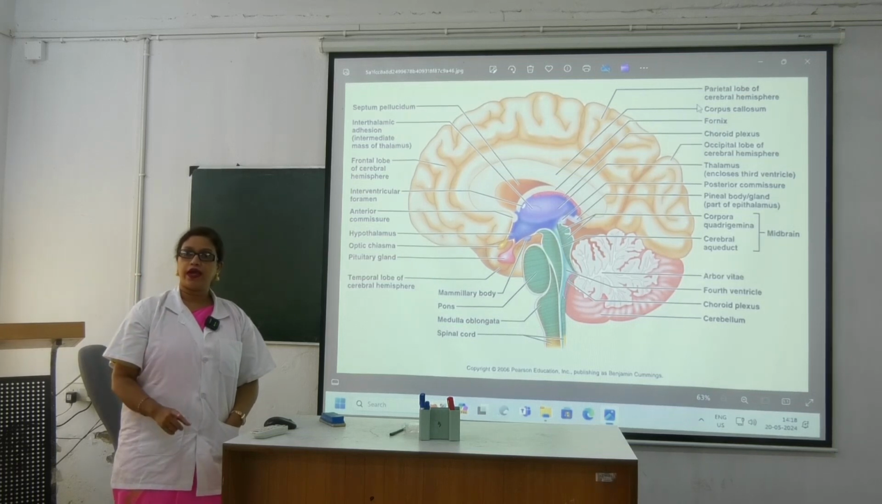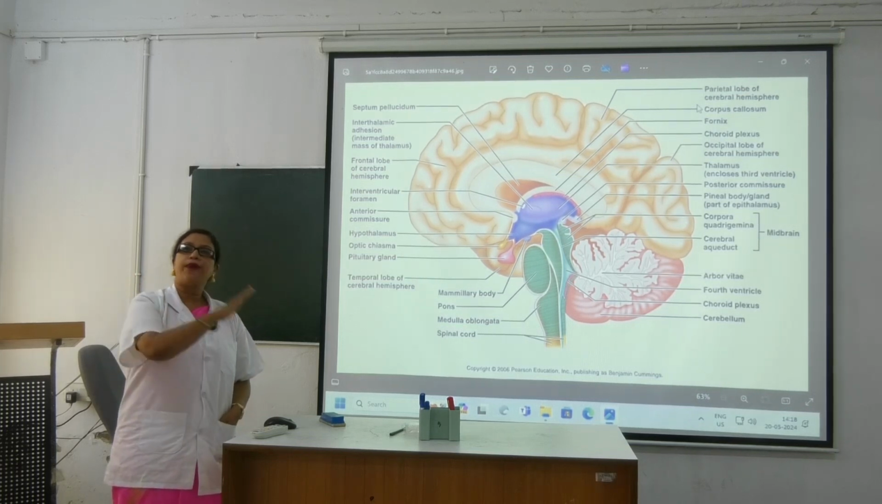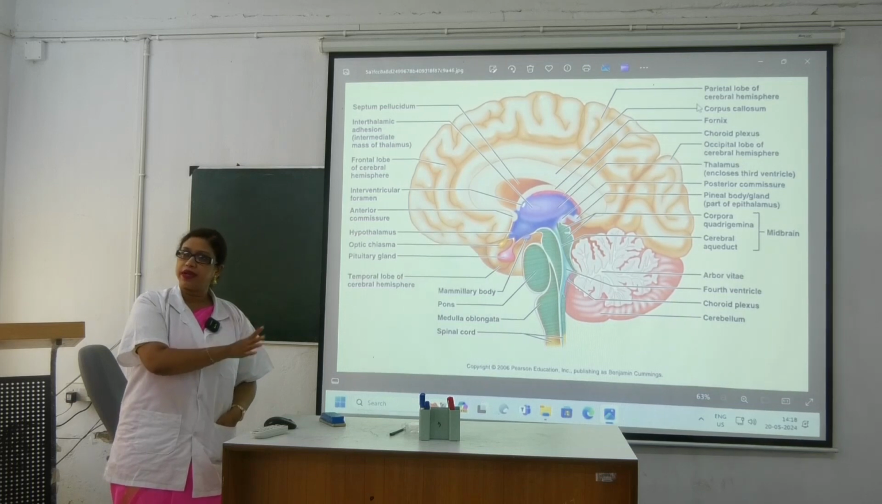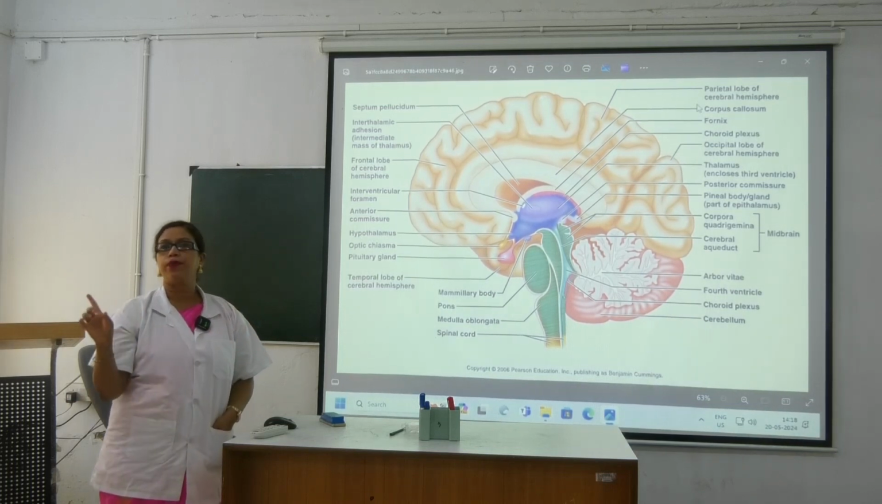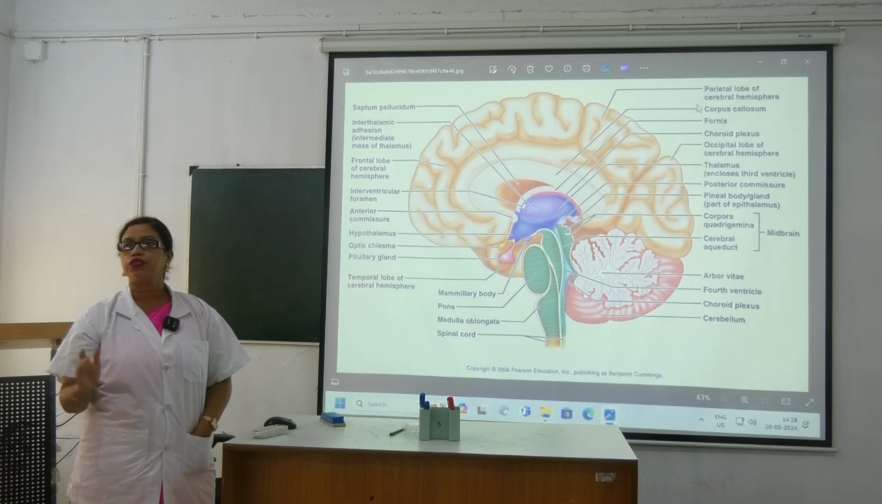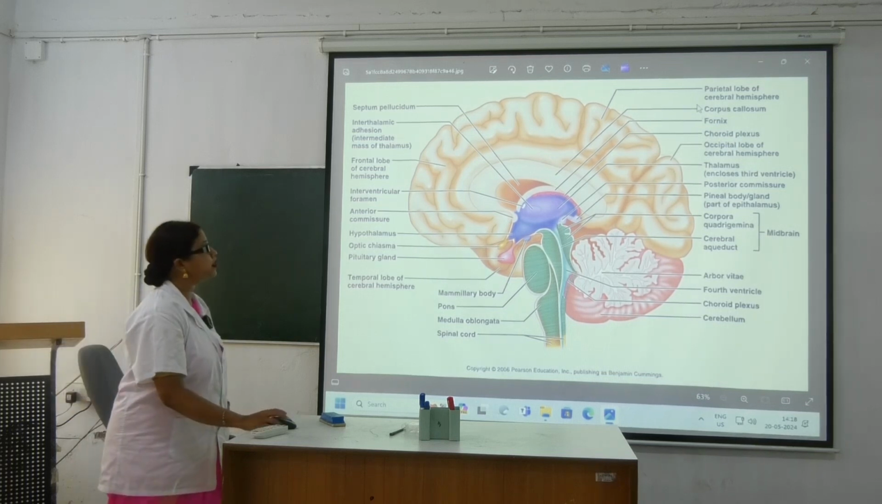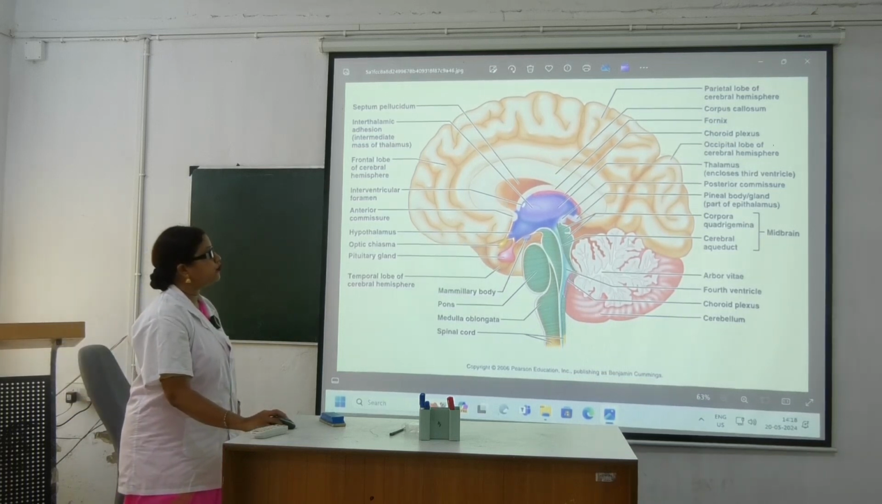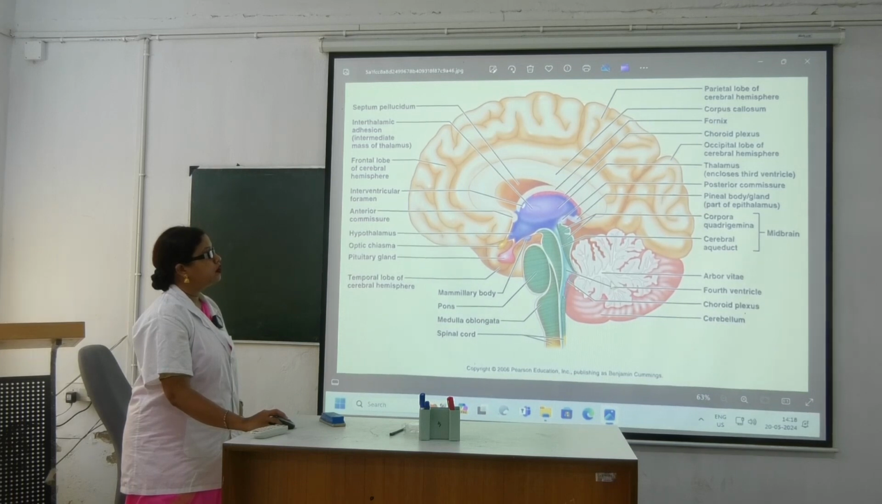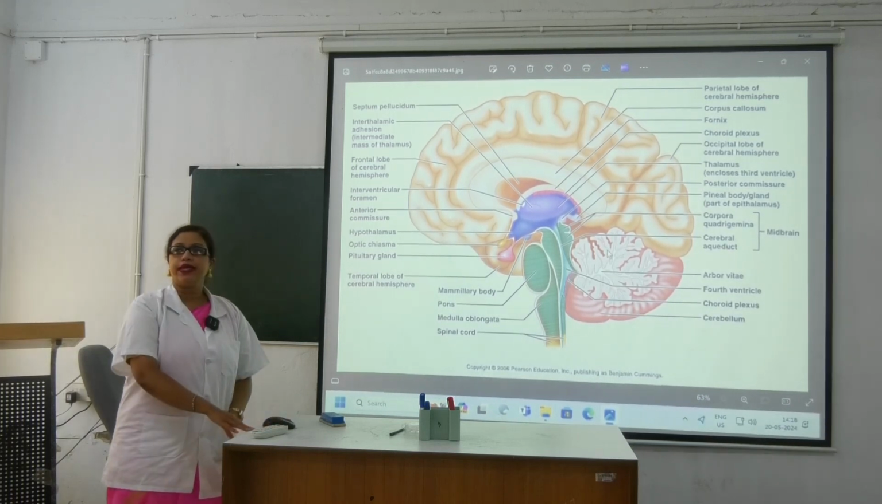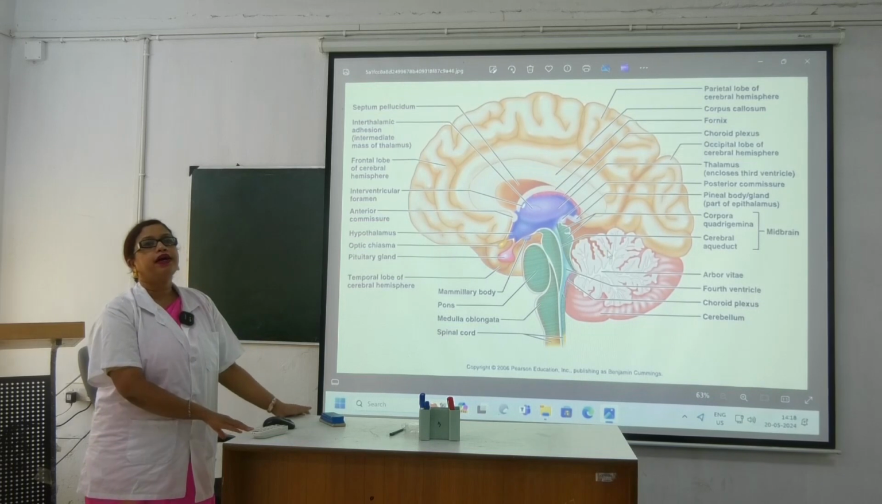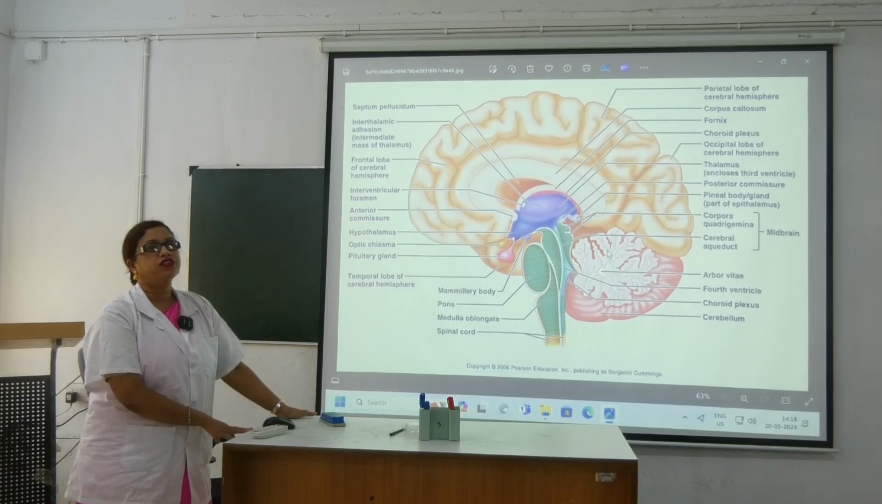Cerebellum. Okay, corpus callosum is a part of cerebrum or cerebral hemisphere. Okay, so main component is cerebrum, next one is cerebellum. So which one is the cerebellum over here? A foliated part. Okay, so this is the cerebellum. Okay, and the third one is very important, that is the brainstem.